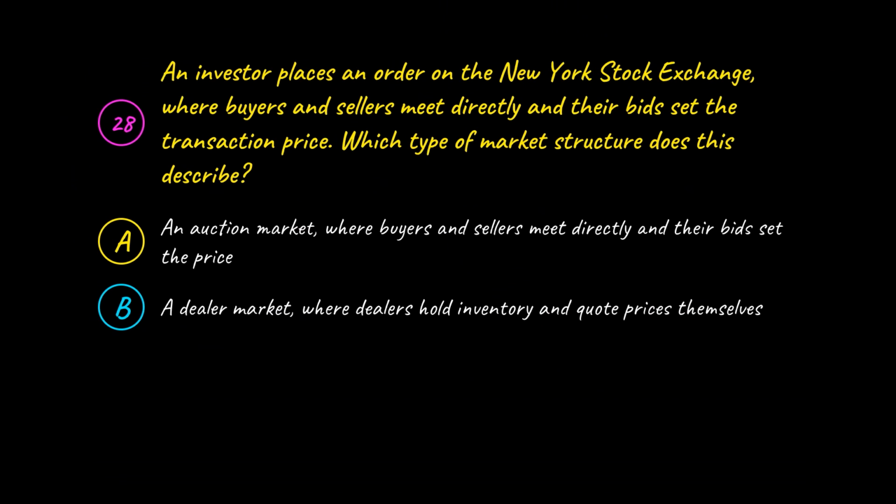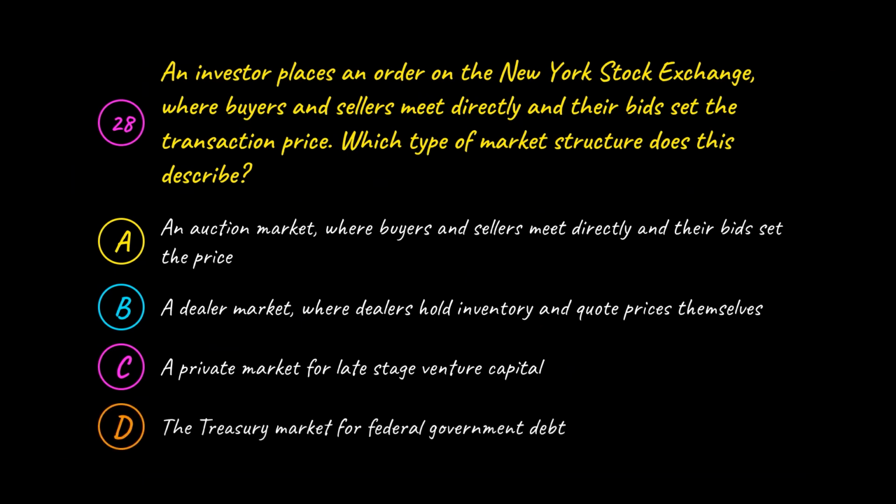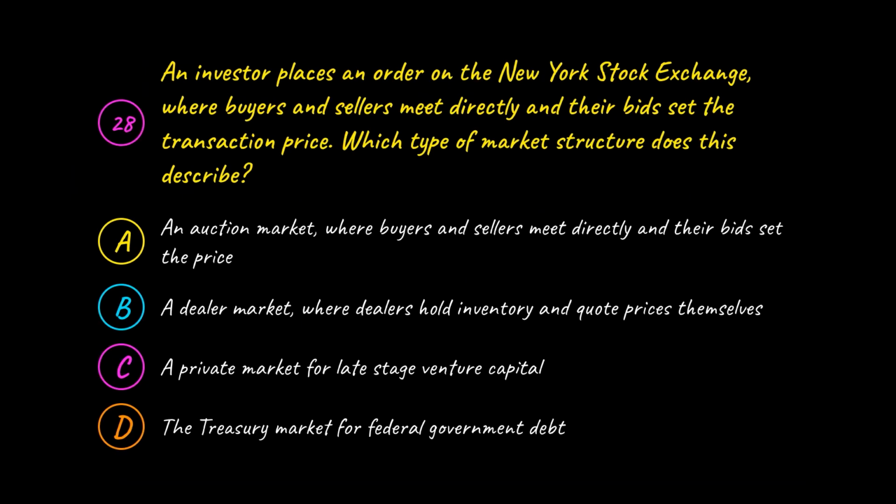B. A dealer market, where dealers hold inventory and quote prices themselves. C. A private market for late-stage venture capital. D. The treasury market for federal government debt. What's your answer? Commit to one before I continue.